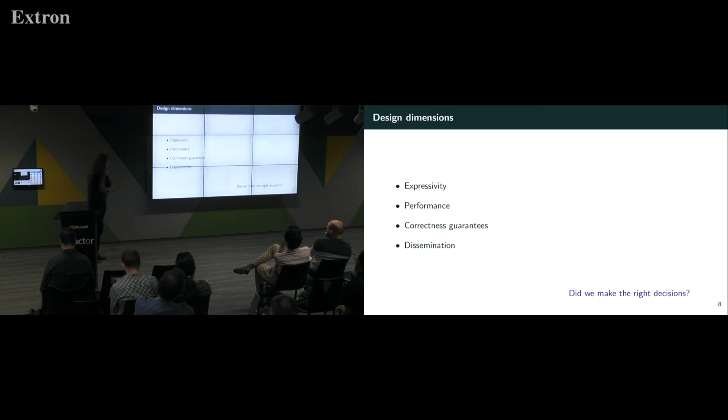What I'm going to think about is what we did in terms of various dimensions, what choices we made, how we had to evolve those choices over time, to reflect how we managed to be successful, perhaps despite some wrong choices we made in the beginning. So we'll think about expressivity, performance, correctness guarantees, and dissemination.